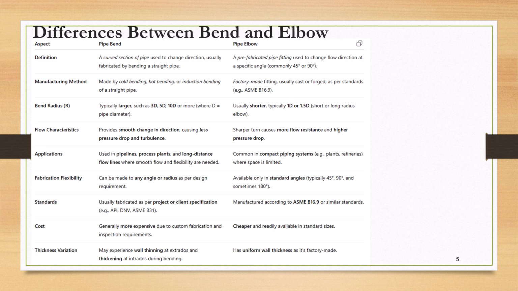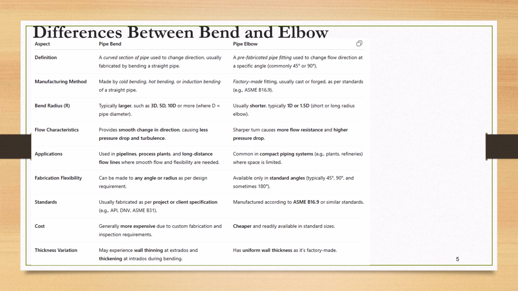Then flow characteristics: a bend provides a smooth change in direction, causing less pressure drop and turbulence, whereas in a pipe elbow, the sharper turn causes more flow resistance and higher pressure drop. Then applications: bends are used in pipelines, process plants and long distance flow lines where smooth flow and flexibility are required, whereas piping elbows are common in compact piping systems, that is plants and refineries where space is limited.